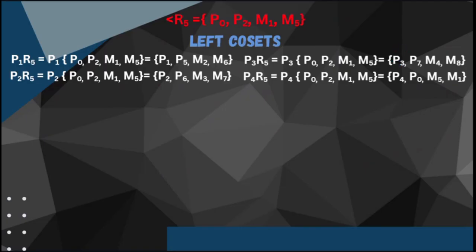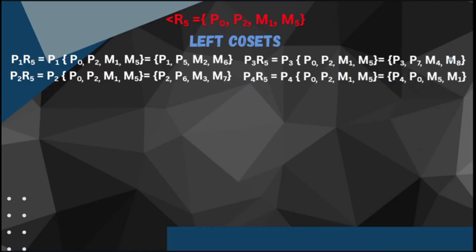As you can see, the result of these 4 left cosets contains all the elements of our group. We have row sub 0, row sub 1, row sub 2, row sub 3, row sub 4, row sub 5, row sub 6, and row sub 7, and mu sub 1, mu sub 2, mu sub 3, mu sub 4, mu sub 5, mu sub 6, mu sub 7, and mu sub 8.